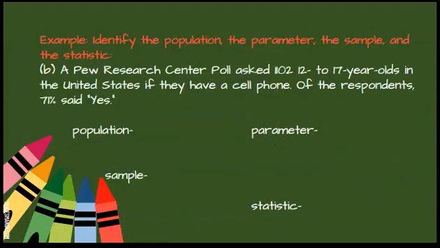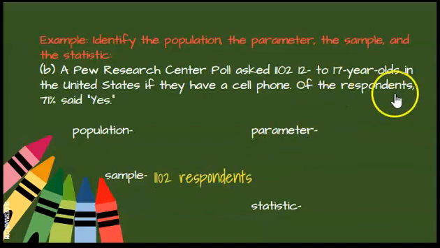Okay, part B. A Pew Research Center poll asked 1,102 12 to 17-year-olds in the U.S. if they had a cell phone. Of the respondents, 71% said yes. Okay, so same four things we need to find. So go with the most obvious. Well, how many did they ask? They asked 1,102. That's our sample. Okay, that's just the sample.